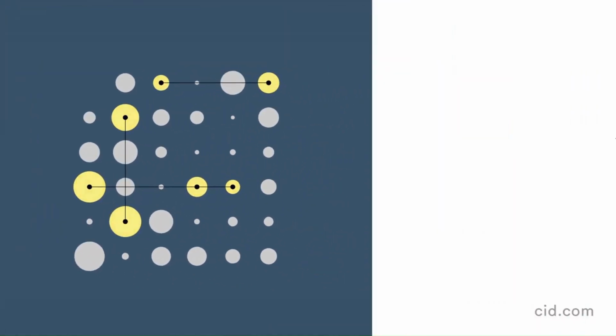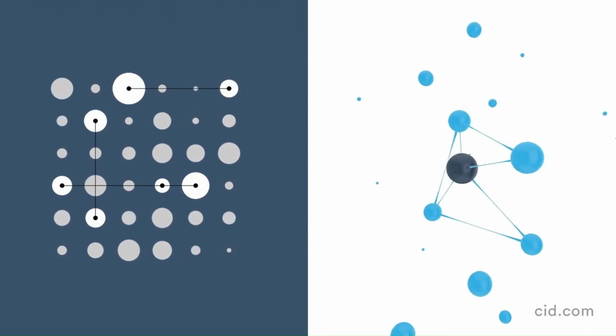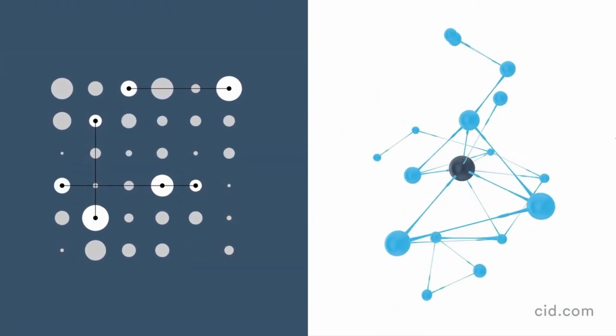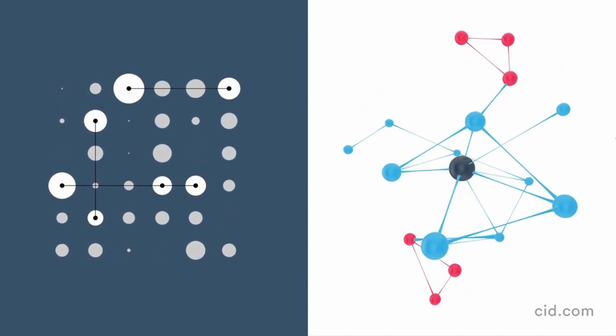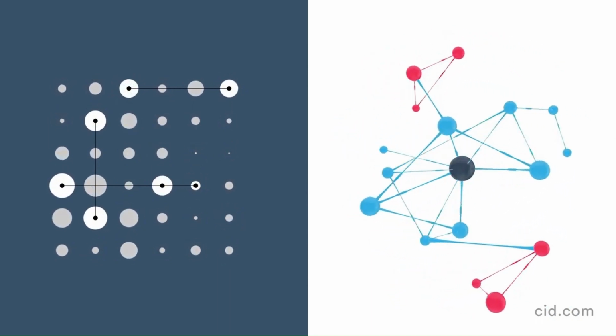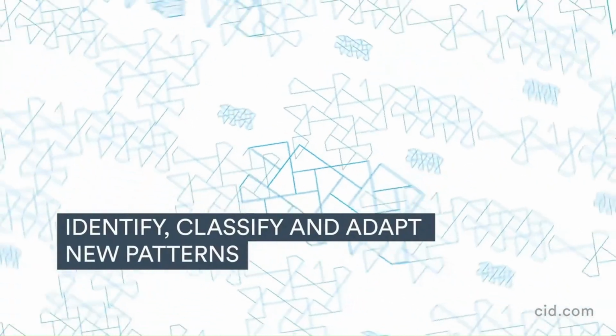Neurocomputing, on the other hand, works just like the human brain. It processes entire networks of information, comparing their structural similarities and analyzing their relationships and interdependencies. This allows for the identification, classification, and adaptation of new patterns.